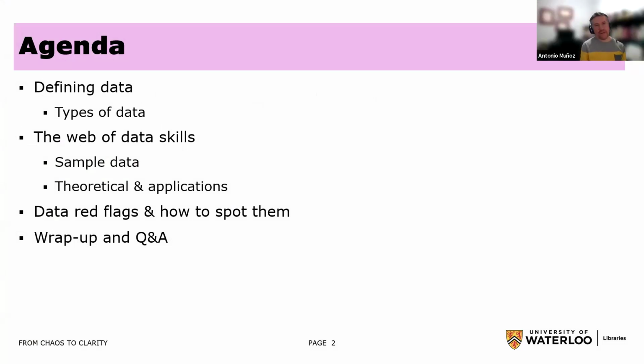For today, this is our agenda. We are going to be looking at what data is in the first place. We are going to be exploring some types of data, specifically data that might not be your more traditional tabular data. Then we will go over a bunch of different skills that are important when working with data. We call it a web of data skills, and we will explain why.